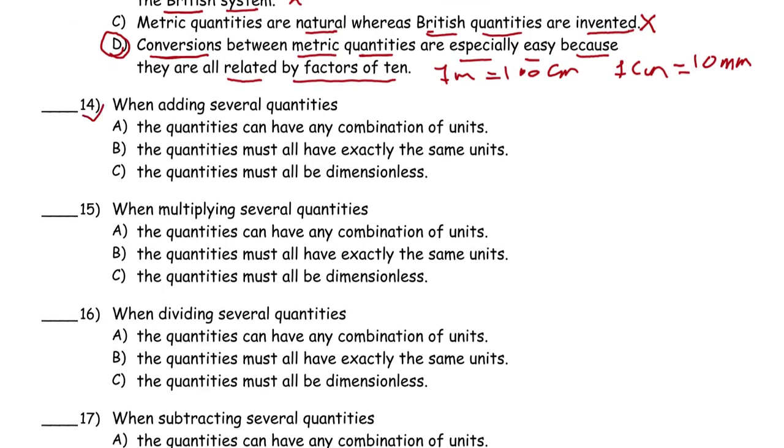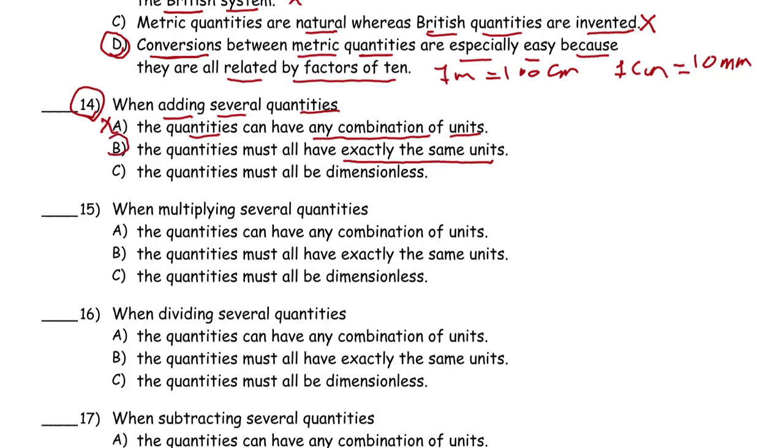Let's go to number 14. When adding several quantities, the quantities can have any combination of units. Can you calculate kilogram plus Newton plus second? This is wrong. This is impossible. The quantities must have exactly the same unit, right? You can add 5 kilos plus 2 kilos plus 3 kilograms. All of these are kilograms, so you can add them. So the quantities must have exactly the same unit.